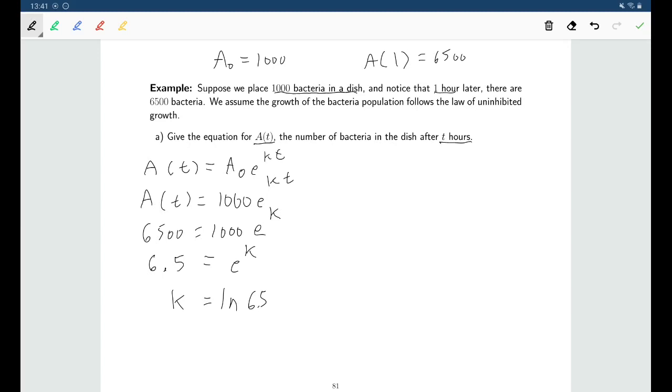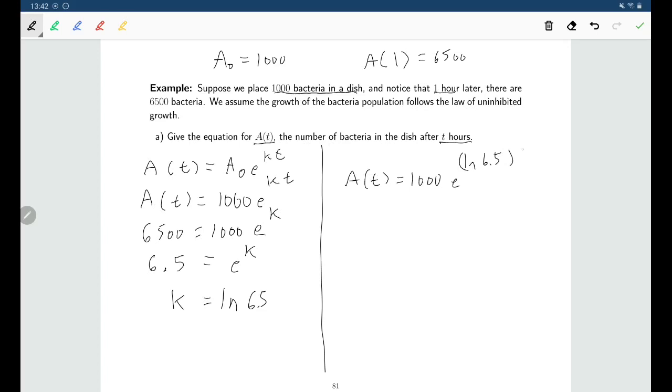I'm not going to run that through my calculator because if I'm looking at doing any calculating with the exponential growth formula, I'm going to have a value for t that I'll need to put in, and at that point, that's when I'll calculate out what is natural log of 6.5. I don't need to bother calculating it right now.